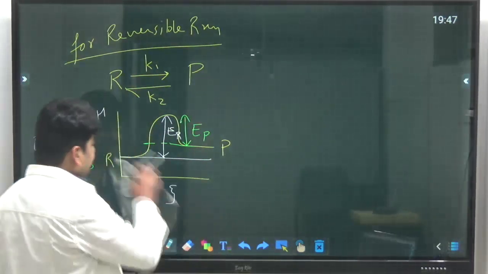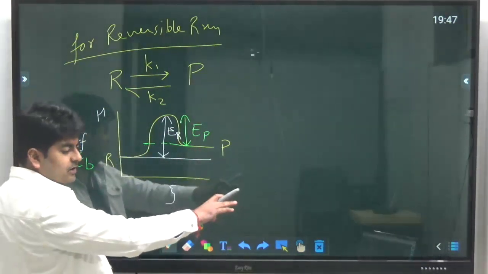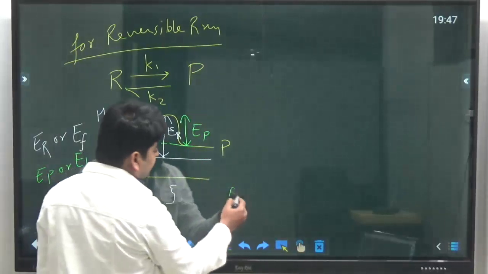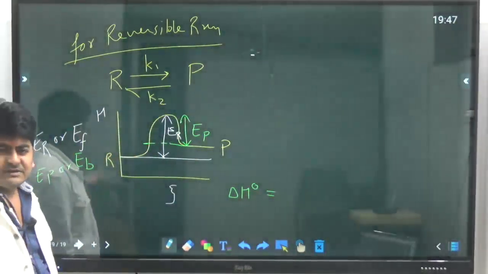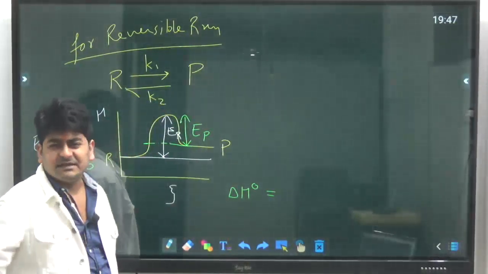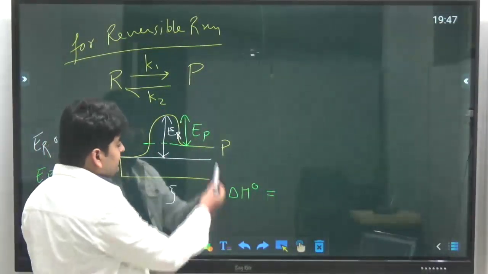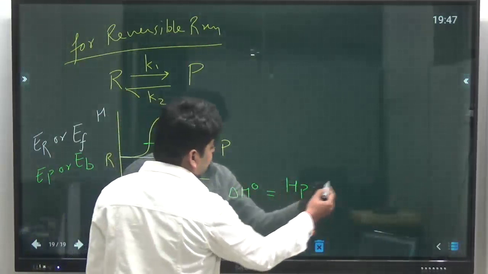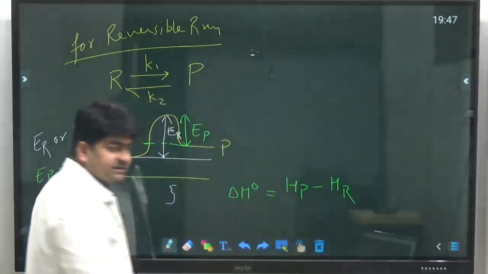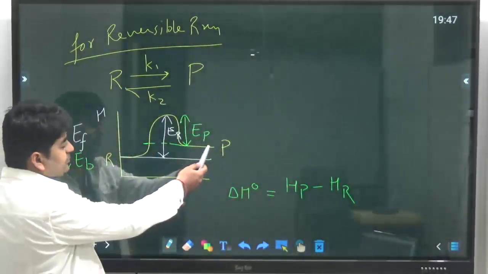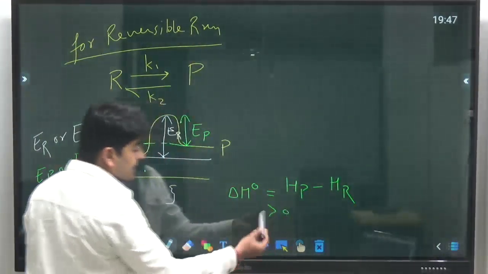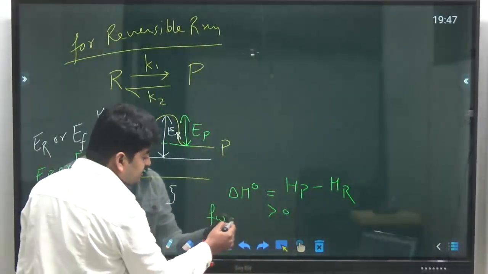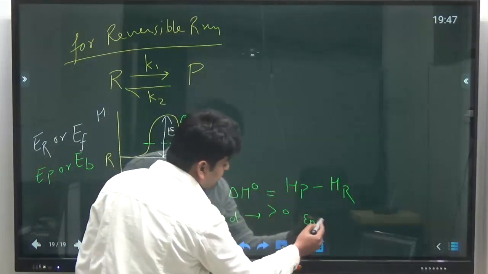So here, in forward direction, delta H will be, what is delta H? Obviously, enthalpy of final state minus enthalpy of initial state. So enthalpy of product minus enthalpy of reactant. I will write it like this. And here, as you can see, product enthalpy is more than that of reactant, so this difference will be positive. It means in forward direction, reaction is endothermic.